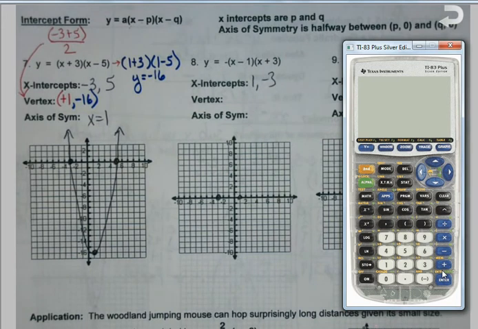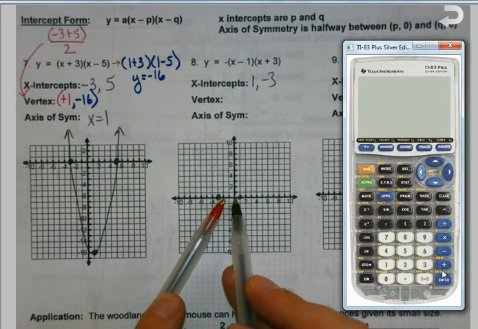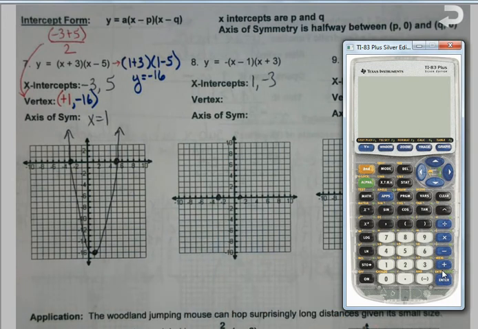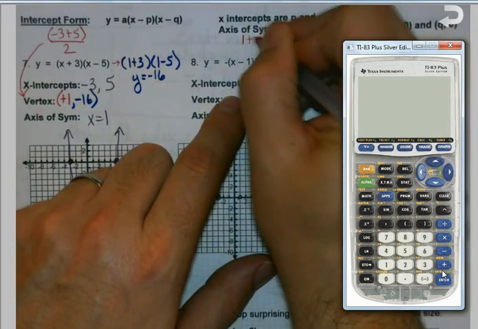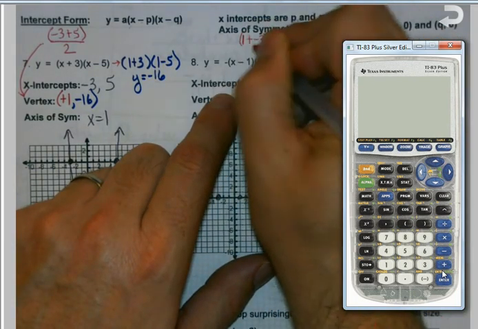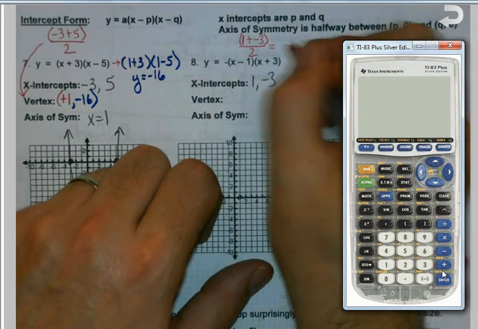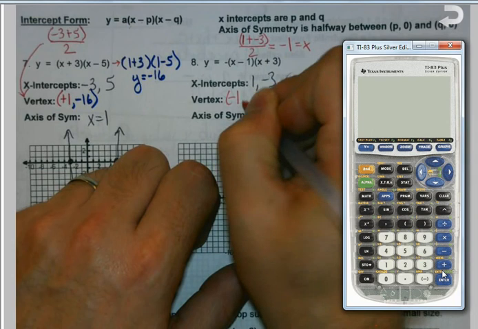Now I could, and I didn't even mention this in the last one, I could just use my fingers or a writing utensil to figure out what point's in the middle. And if it comes out as a nice number, that's a good way to do it. I just keep using the formula because it works for everything. So here I'd have 1 plus -3 divided by 2. So let's see, -2 divided by 2 is -1. So that's my x value of my vertex.